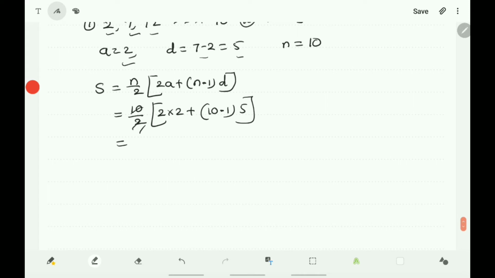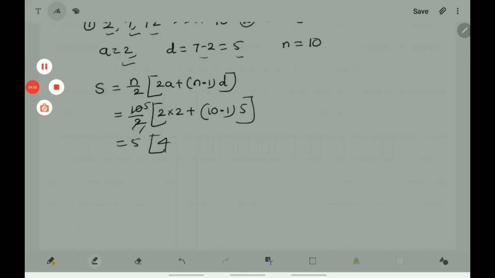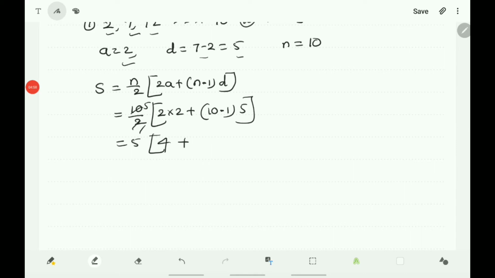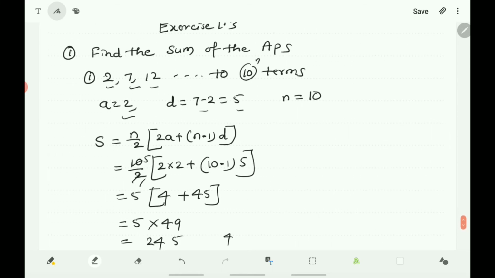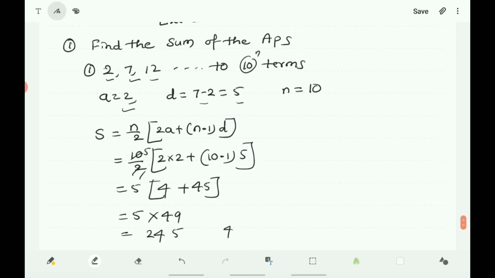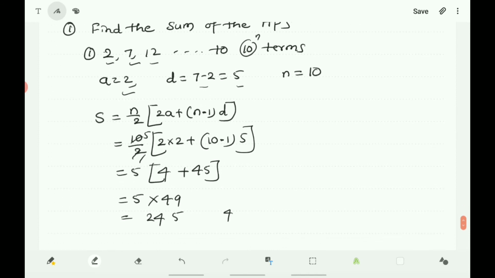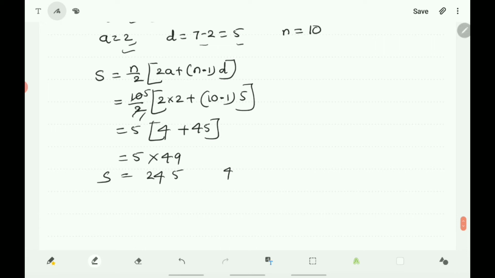Then 2 ones are 2, 5 twos are 10, so it is 5 into 2 twos are 4, plus 10 minus 1 is 9, 9 fives are 45. So it is 5 into 45 plus 4 is 49. 49 into 5 is 245. So the sum of the AP 2, 7, 12, and so on to 10 terms is 245. That is S equals 245.